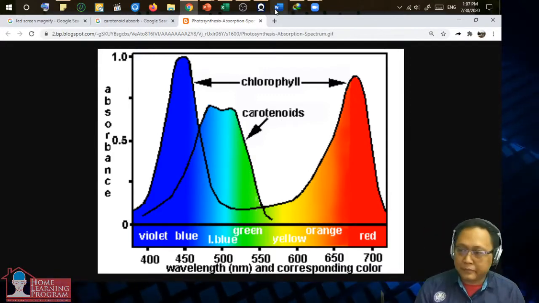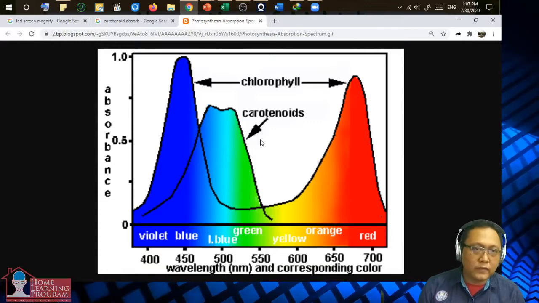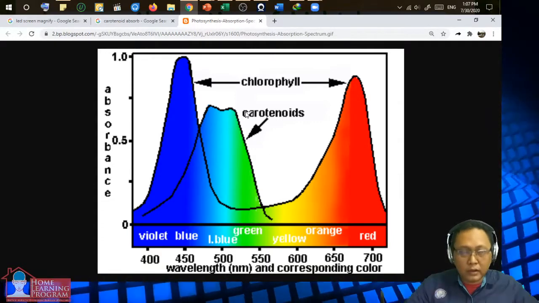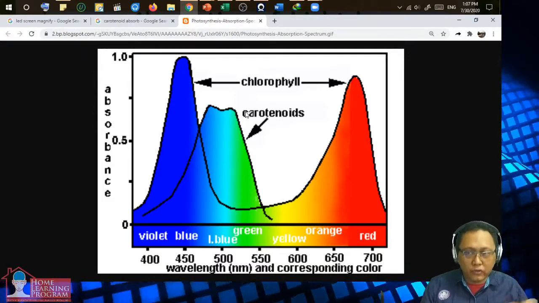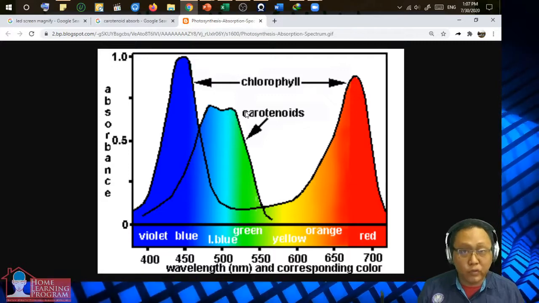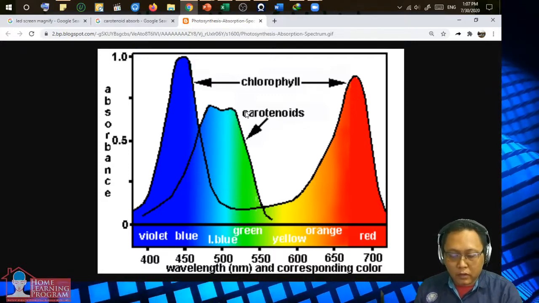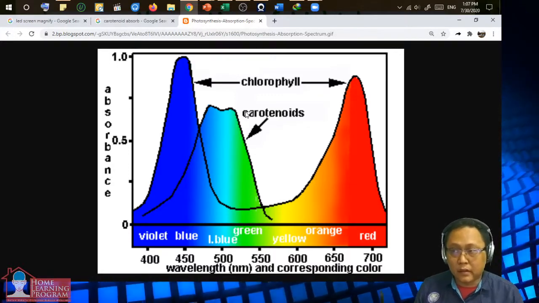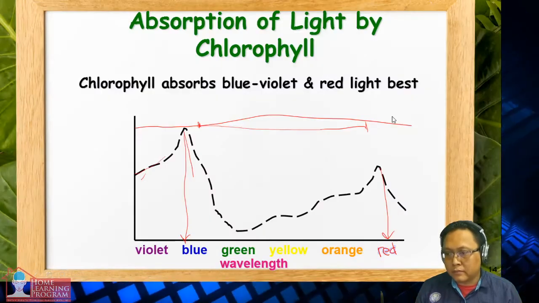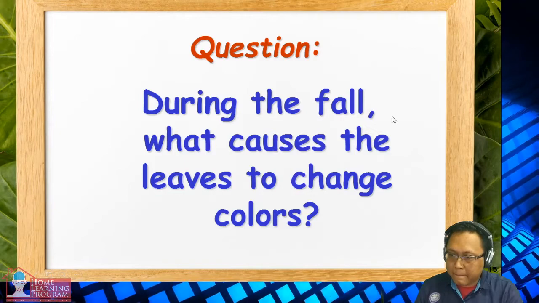So by adding more photosynthetic pigments, the plants can absorb a broader range of the light spectrum, which is good for plants. Plants will be more happy to do that. Okay, next.